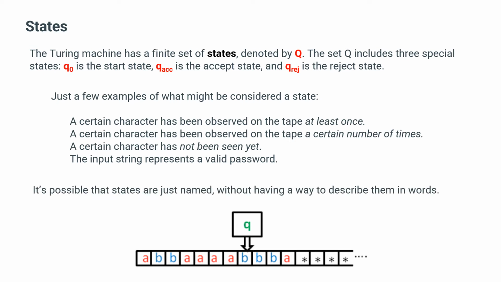We've listed those with sentences above, but it's possible we could have a Turing machine where the states really aren't anything that we can put into words. It's possible that the states are just named, like, okay, we're going to say that it turns into q2 if a certain letter is encountered or something like that. So sometimes those states are just named and we really don't have a way to describe them in words.